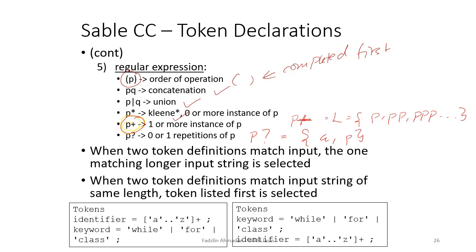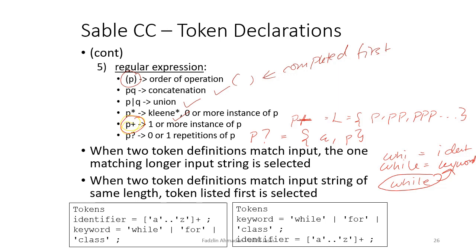Okay. Next, when two token definitions match the input, the one that is matching the longer input string is selected. So for example, if you have WHI as the token for identifier, and then you have WHILE as the token for keyword, and you enter WHILE, it will be detected as keyword. Okay, how about the second rule? When two token definitions match an input string of the same length, the token that is listed first is selected.